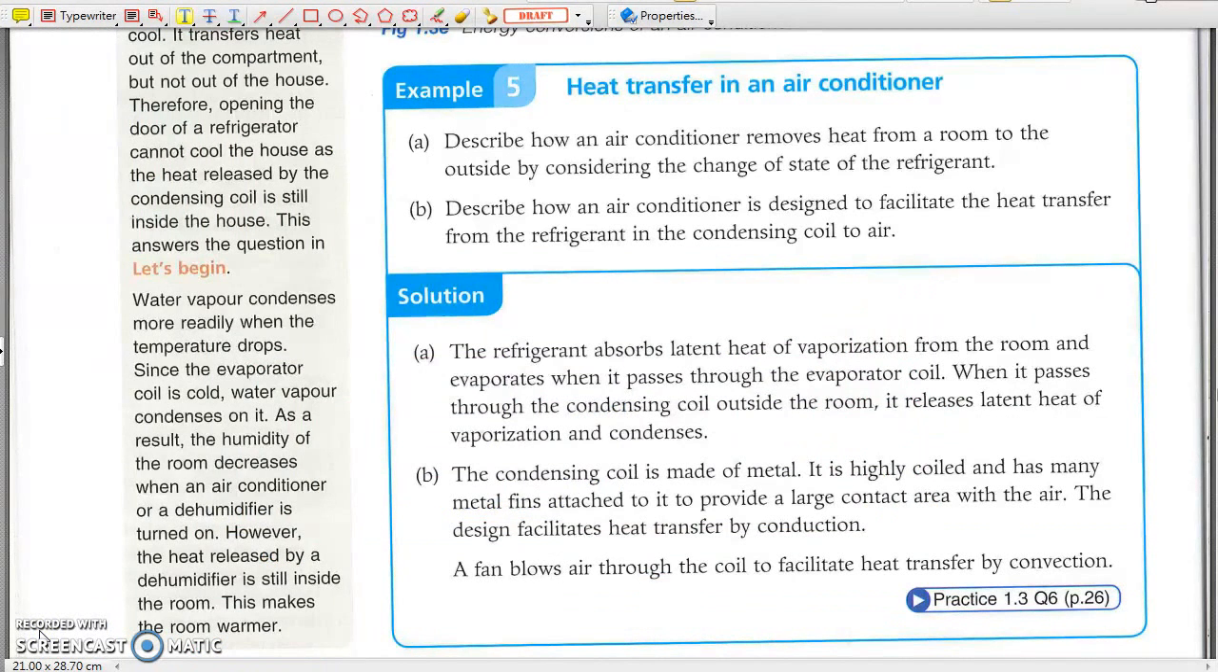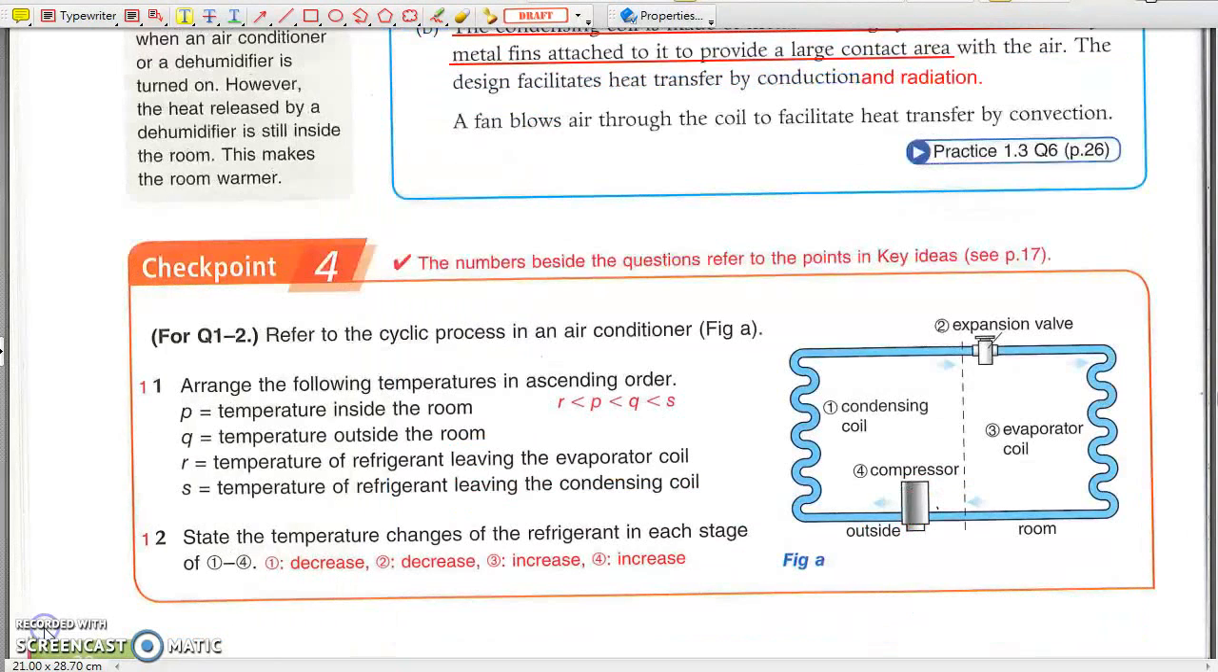Example 5. Heat transfer in an air conditioner. Note the role of latent heat of vaporization, and also note that the coils with metal fins increase their surface area, and thus better heat conduction and radiation result. Do check point 4 below.